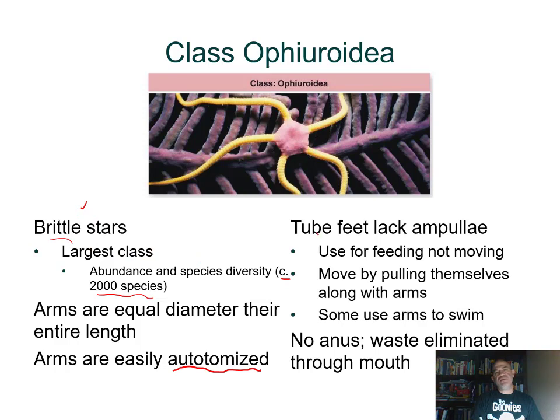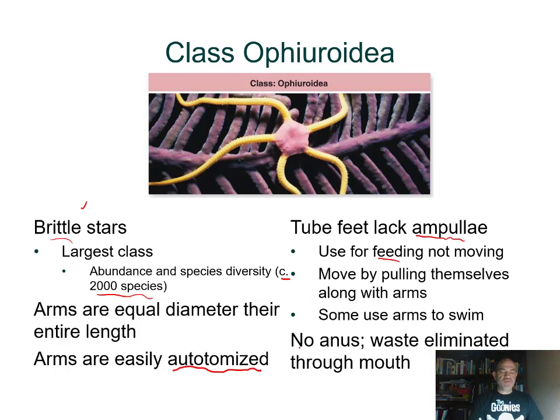The tube feet don't have any ampulla. Remember, the ampulla is what pushes the water down to cause the tube feet to extend downwards. So their tube feet are actually used for feeding and not moving. And so the way they move about is how I mentioned. They wiggle their arms around so that the arms look more snake-like, and they can even get up into the water column itself and swim with the movement of those arms.